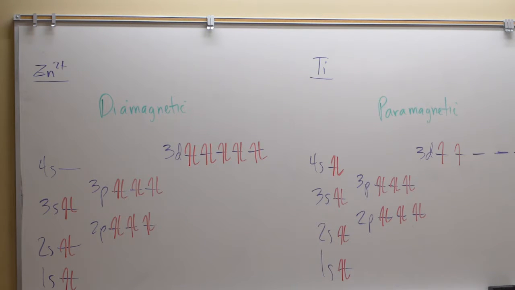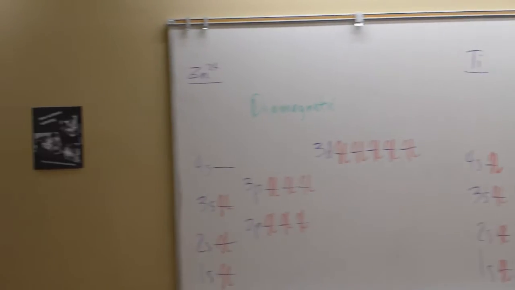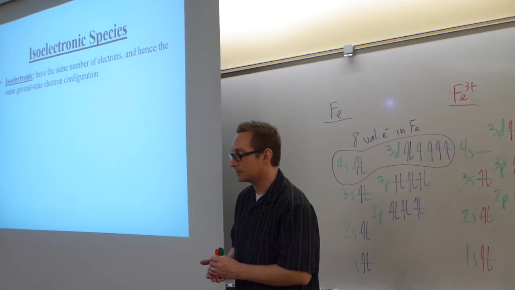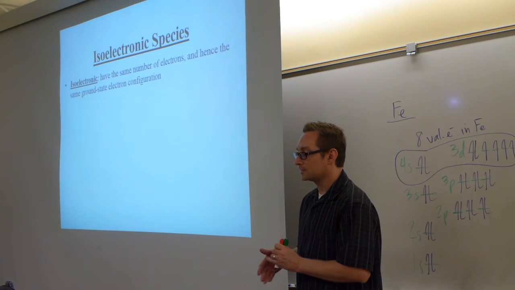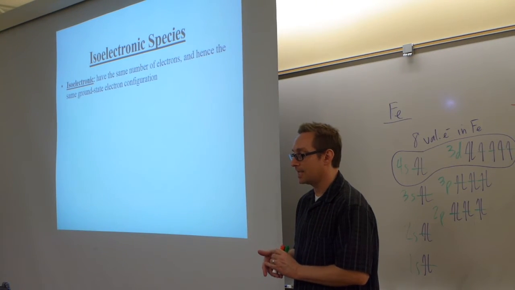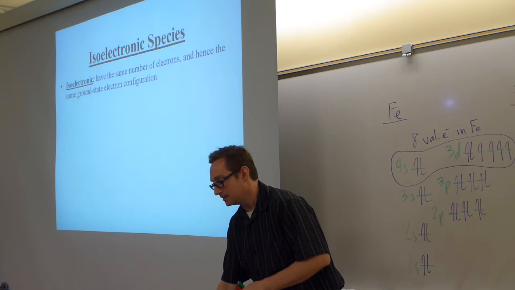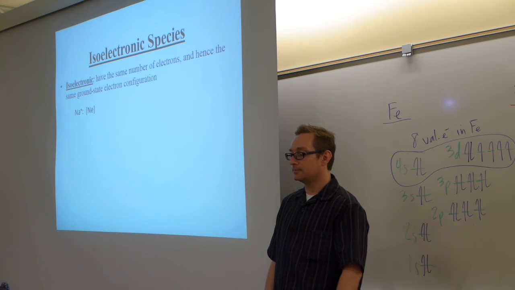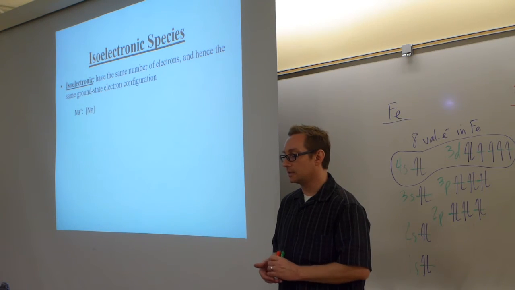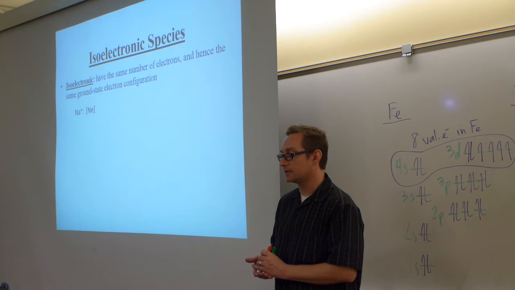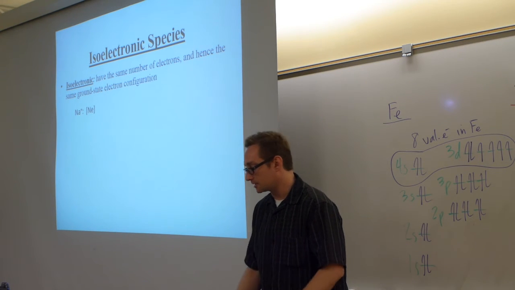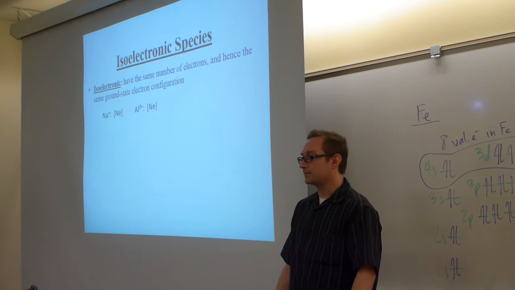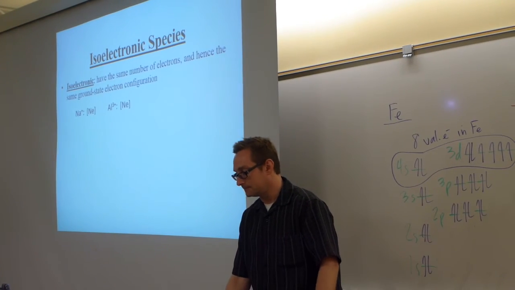All right. There's another term you should be familiar with called isoelectronic. Species that are isoelectronic to each other have the same number of electrons, and hence the same ground state configuration. Here's an example. If I look at sodium plus, the condensed electron configuration is just neon. You take an electron off of sodium, it becomes like neon. Take 3 electrons off of aluminum, again it's like neon.